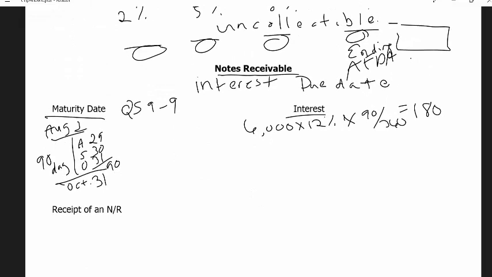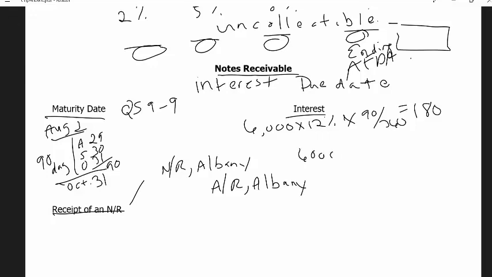As far as my entries, when I originally received the note to pay an account, so this was probably a 2/10, net 30, the 30 days came along, and they're unable to pay. So what we would do is debit notes receivable. We would create a notes receivable for Albany in exchange for what was an account receivable, because now we're including interest in that. So that would be my entry on August the 2nd.